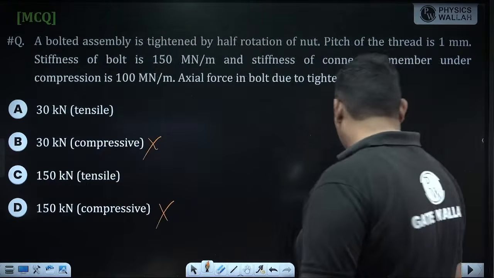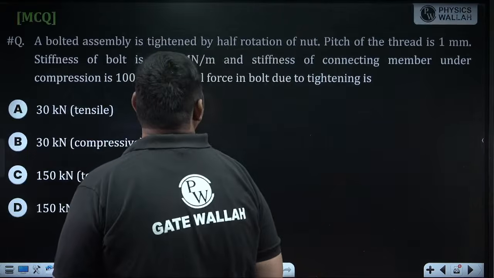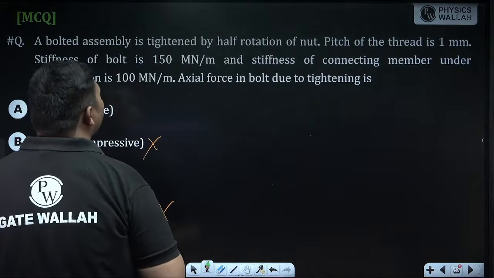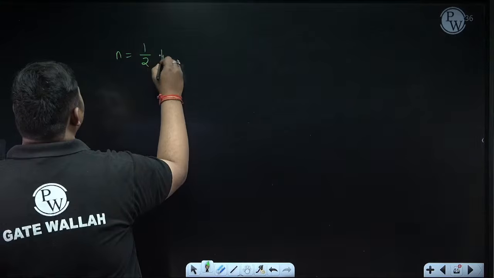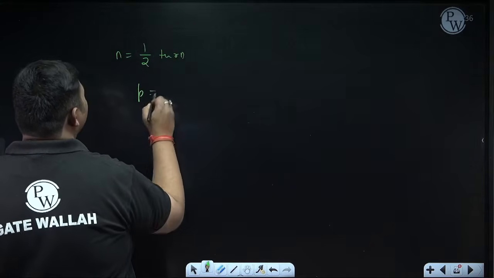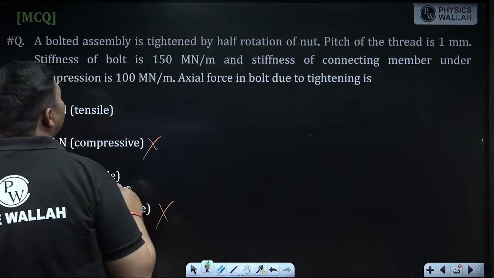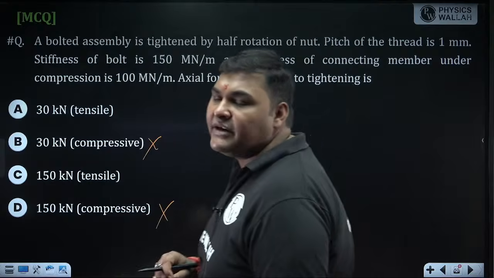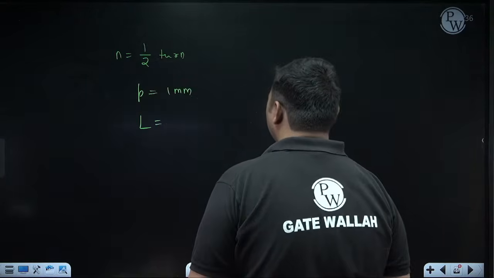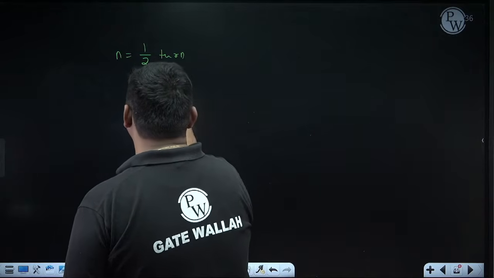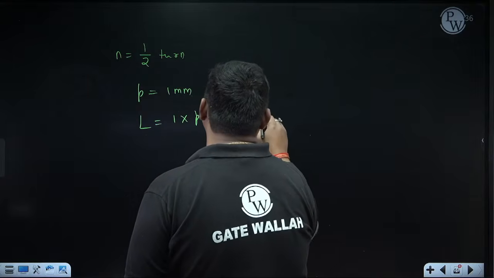See, first I am discussing how you can solve this type of problem. What data is given? We are tightening the bolt by half rotation. So the number of turns of the nut during tightening is half turn. Now the pitch of the thread is given. It is 1 mm. We require lead. See, it is not mentioned whether the thread is single start, double start or triple start. So we will always assume, if it is not given, the thread is single start. For a single start thread, the lead is equal to 1 times the pitch. Now pitch is 1 mm, so 1 into 1, lead is 1 mm.